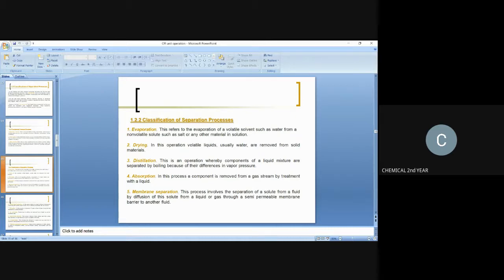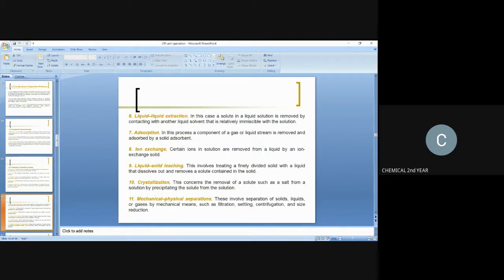Next is absorption. In this process, a component is removed from the gas stream by treatment with a liquid. Next, membrane separation. This process involves the separation of a solute from a fluid by diffusion of the solute from the liquid or gas through a semi-permeable barrier to another fluid. Liquid-liquid extraction. In this case, a solute in a liquid solution is removed by contacting with another liquid solvent that is relatively immiscible with the solution.